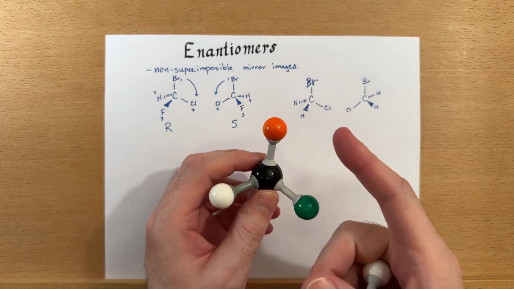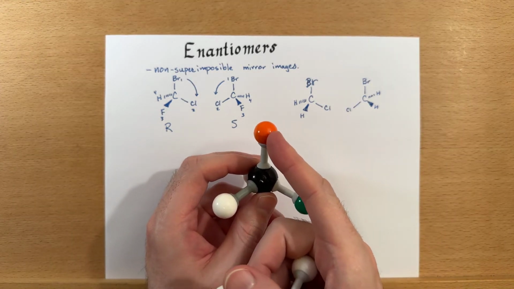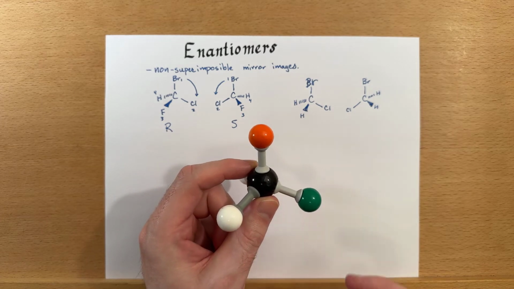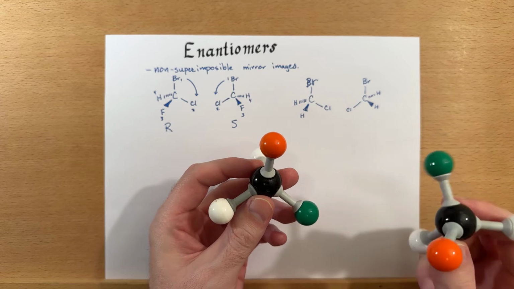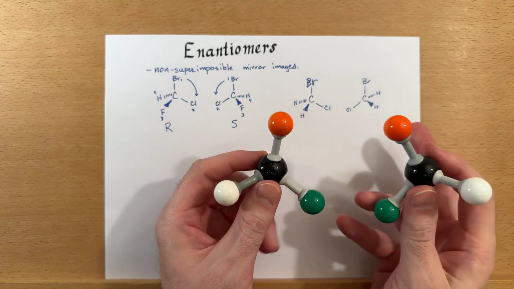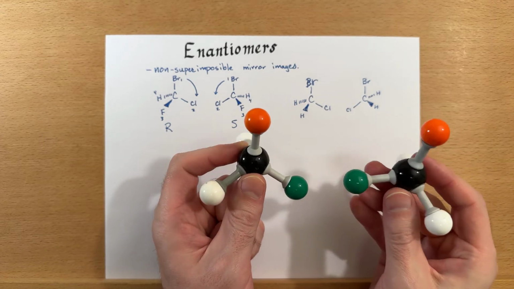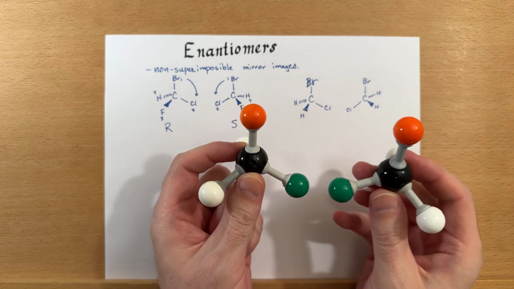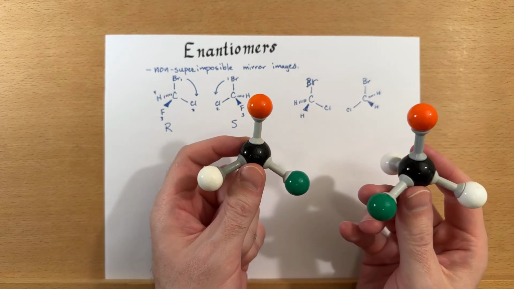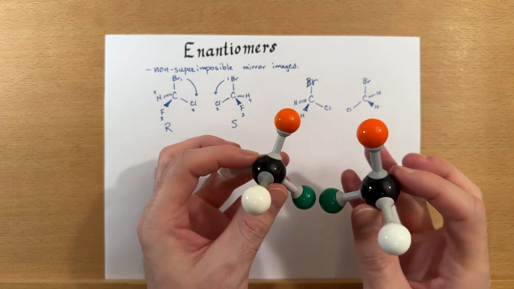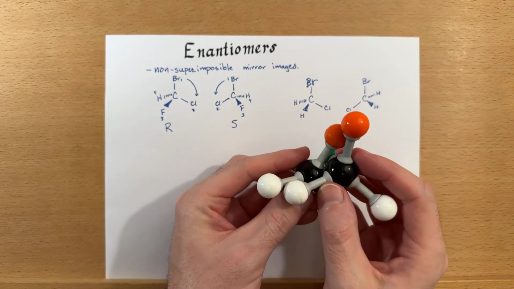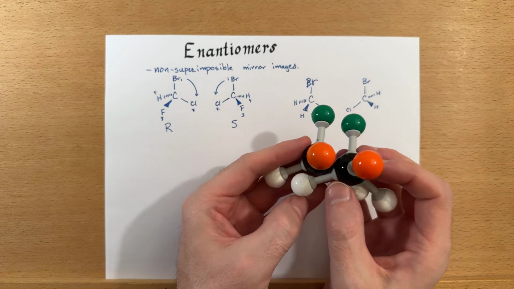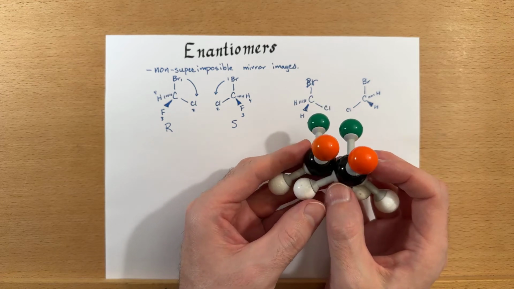Okay, in this case, let's choose the orange to be the bromine and the green to be the chlorine. And then I have my hydrogens. And let's see here, there's our mirror image right here. So there's the mirror image, but let's see, can we align these and superimpose them? So if I line them up like this, we can indeed superimpose these.